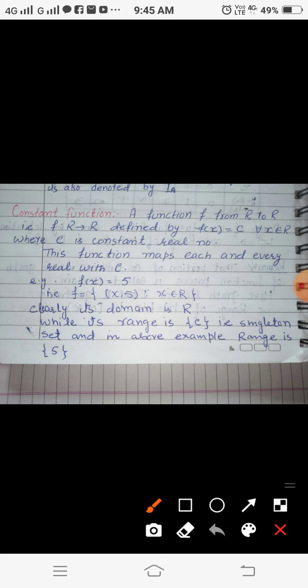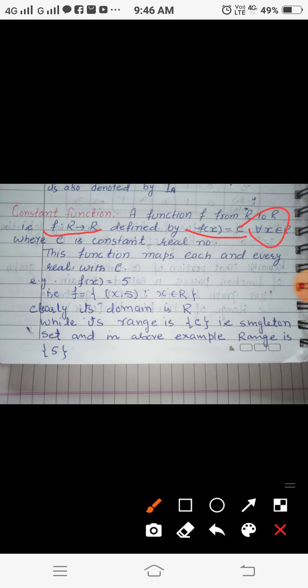Now a function f from R to R, that is, its domain is R and its codomain is also the set R, defined by f of x equals c for all x belonging to R, where c is any constant or real number. So this means the function which maps each and every real number to a fixed number is called the constant function.